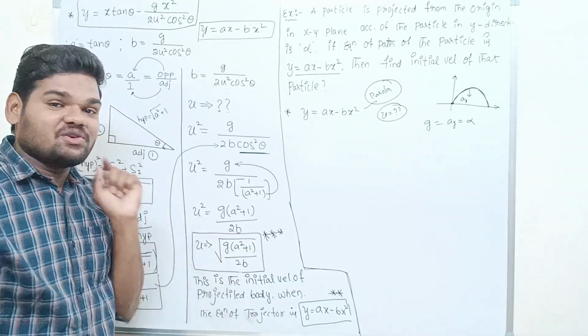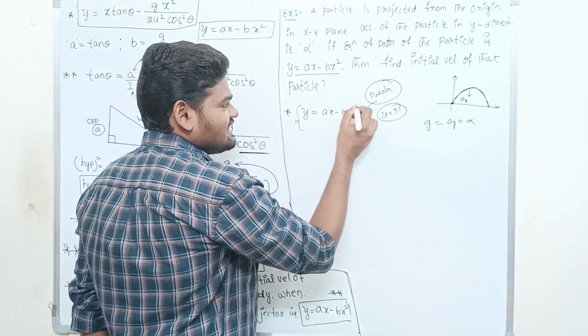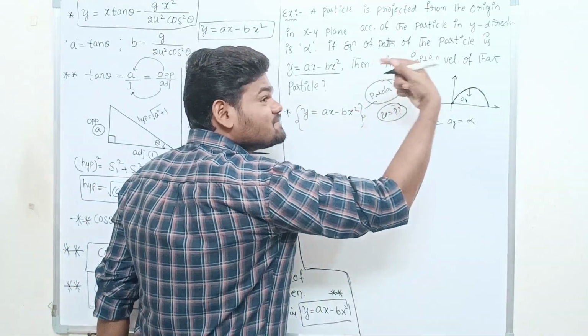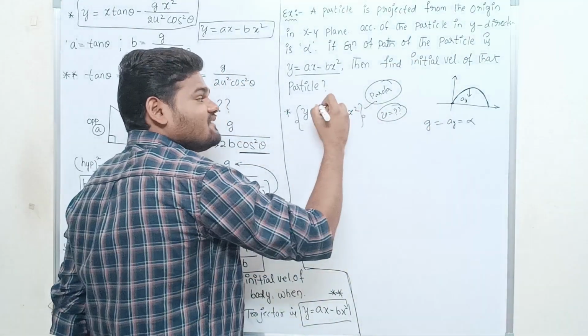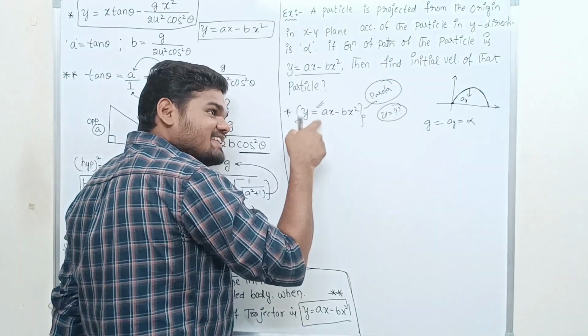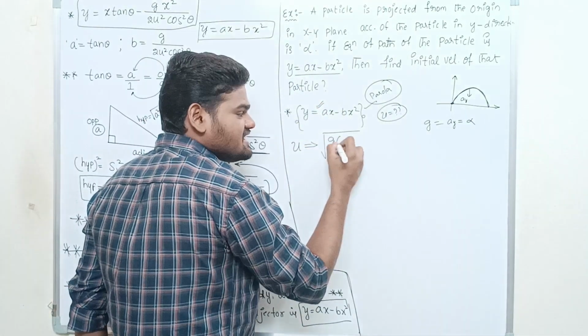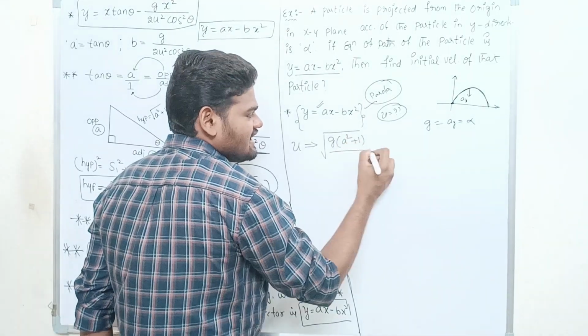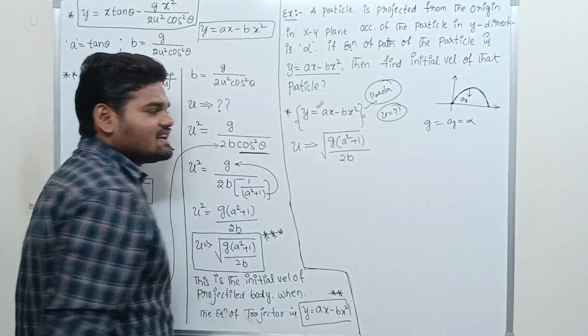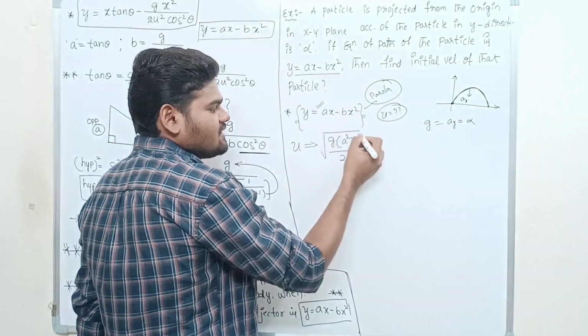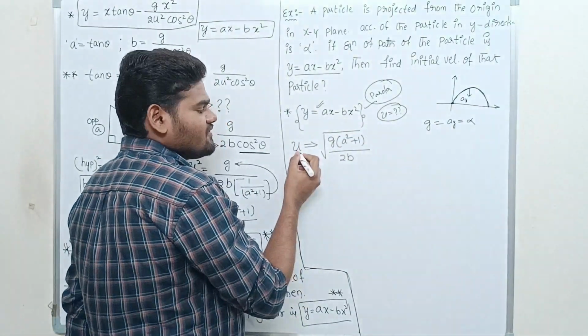We have the formula for initial velocity when the object is making projectile motion. If its path is a parabola, then its initial velocity u is equal to the square root of g into a square plus 1, divided by 2b. That's it. So the a value is the same. They are given a equals a, b equals b. So u we have to find.